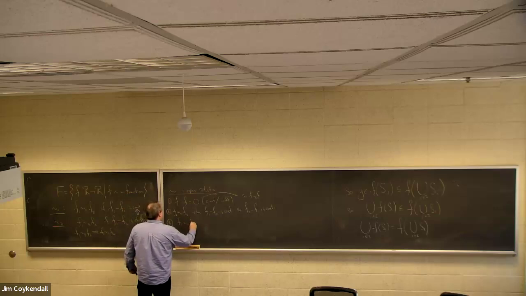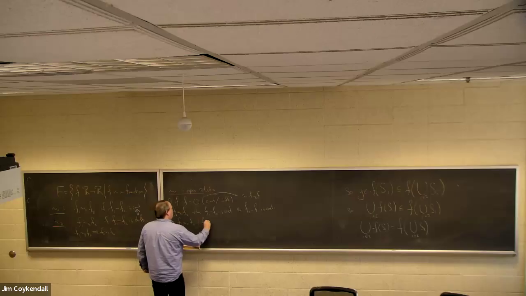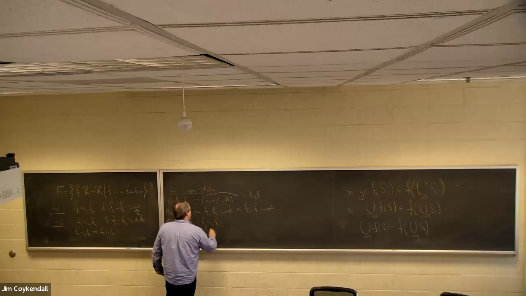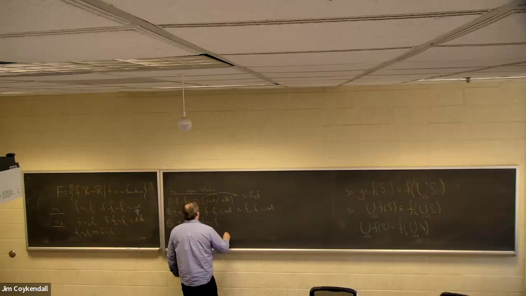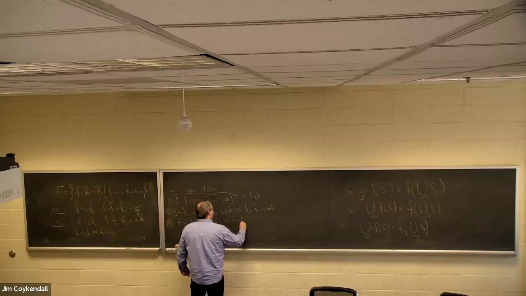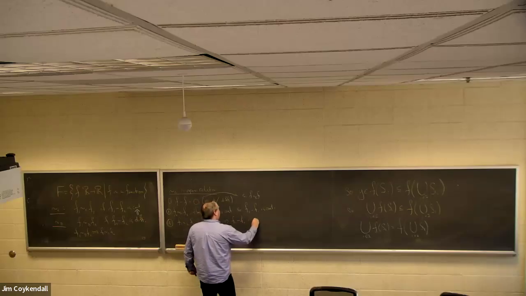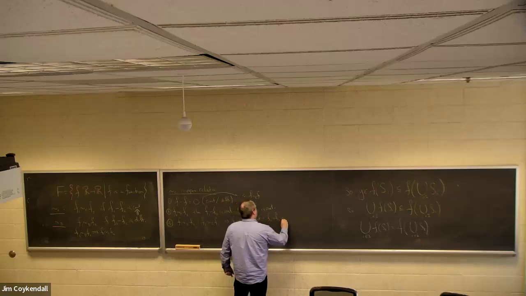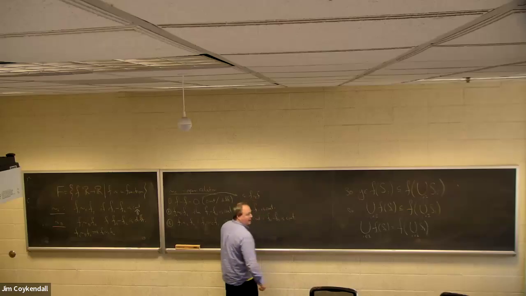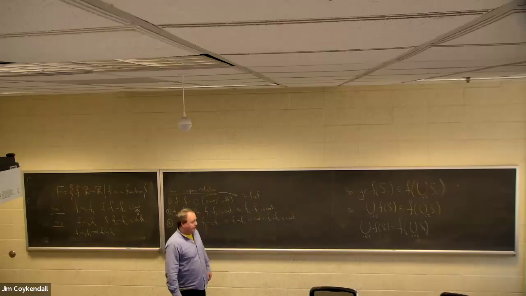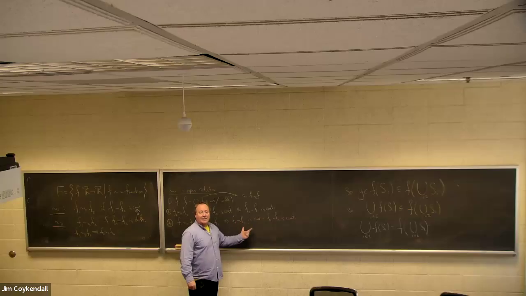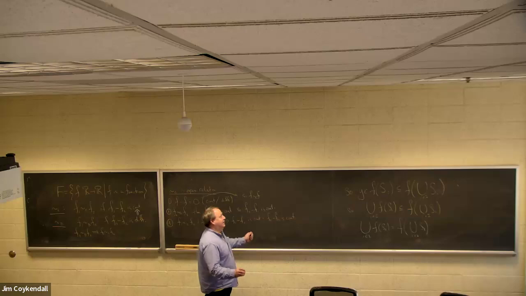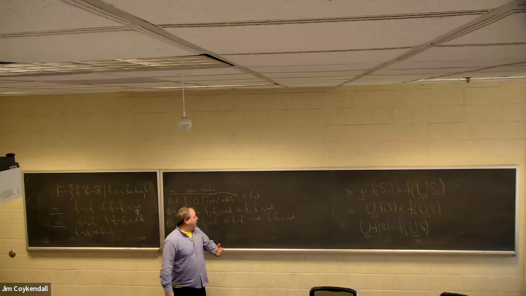And finally, transitivity. Suppose f1 is equivalent to f2, and f2 is equivalent to f3. This implies f1 minus f2 is continuous, and f2 minus f3 is continuous. Now, you remember that if we add two continuous functions, you get a continuous function. Absolutely. And likewise, if we add two differentiable functions, you get a differentiable function.